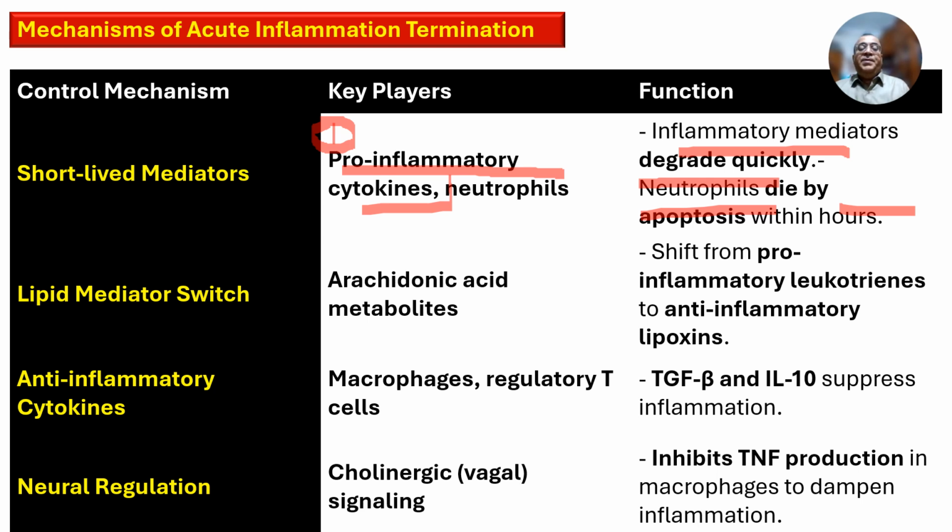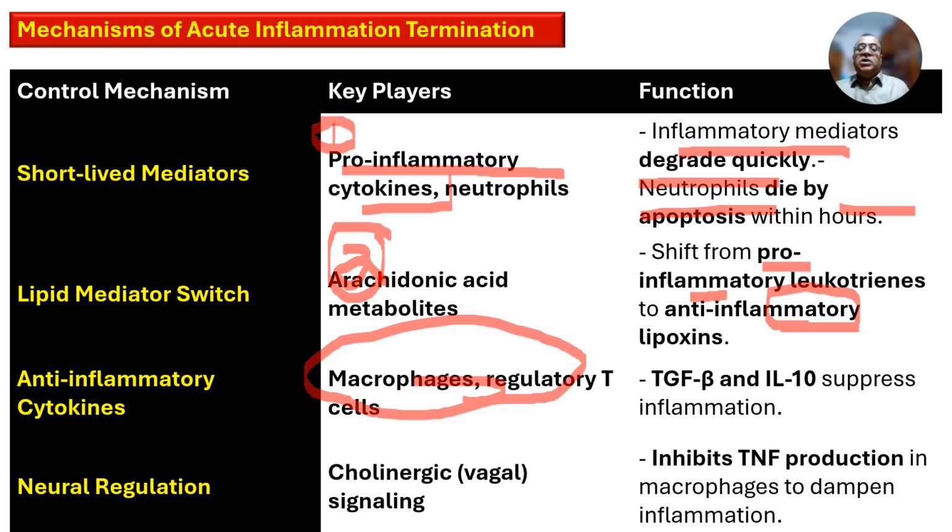Then lipid mediators also switch toward the lipoxin formation. So the arachidonic acid that was previously forming the pro-inflammatory leukotrienes now starts forming lipoxin that is anti-inflammatory. Macrophages and T regulatory cells also start releasing anti-inflammatory cytokines such as transforming growth factor beta and interleukin 10 that suppress the inflammation.